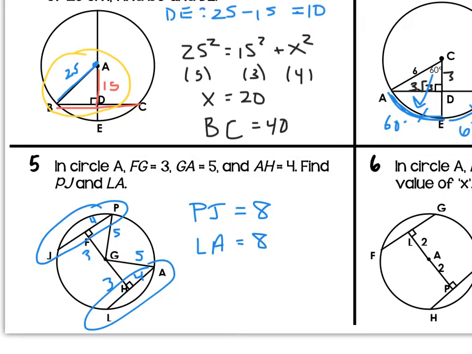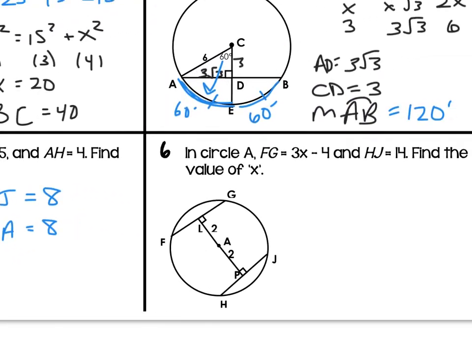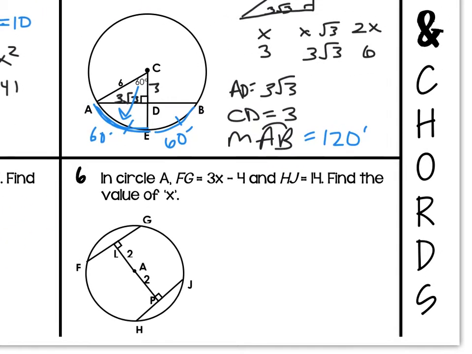So they actually gave me really a lot of information there. They could have just given me the 3 and 5 and asked me to solve for 4 by using the Pythagorean theorem. So that probably is going to be more normal.